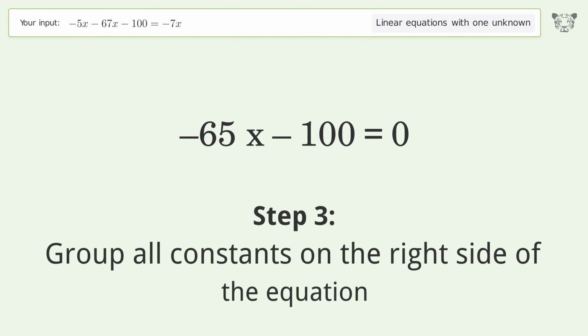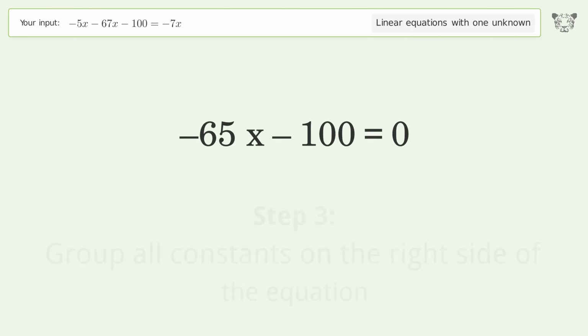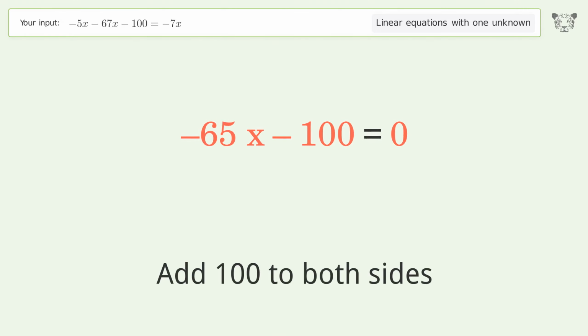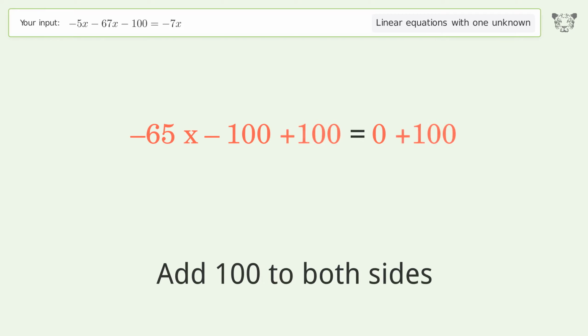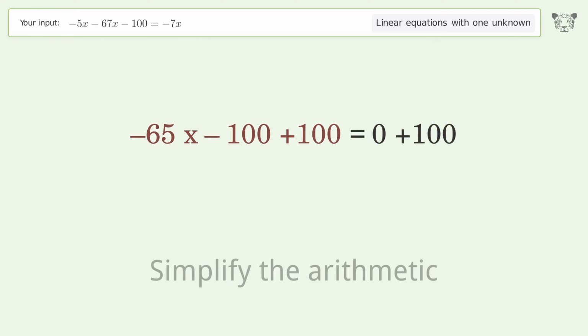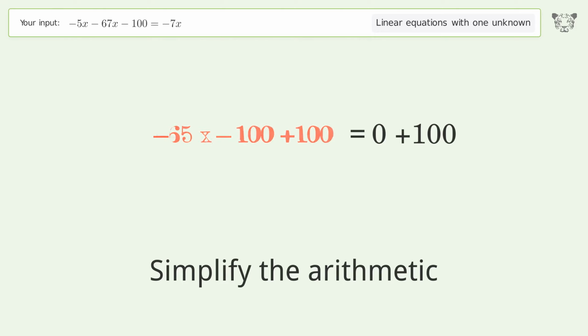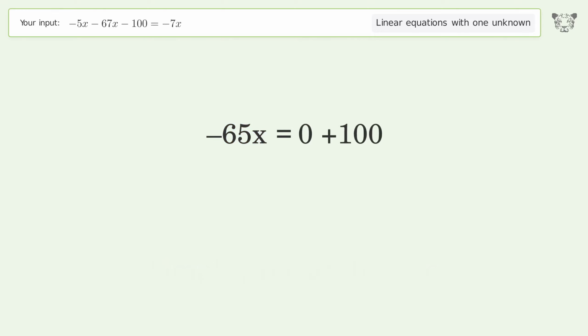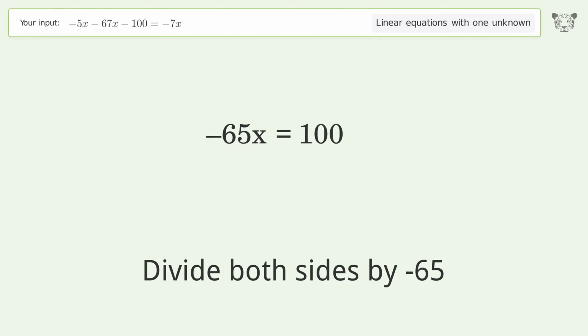Group all constants on the right side of the equation. Add 100 to both sides. Simplify the arithmetic. Isolate the x. Divide both sides by negative 65.